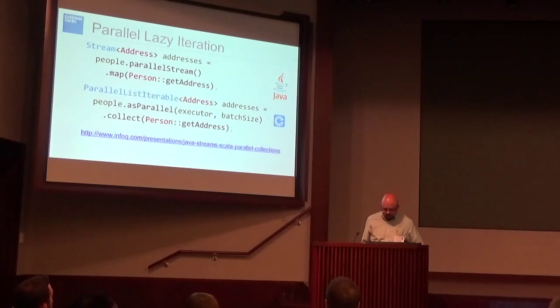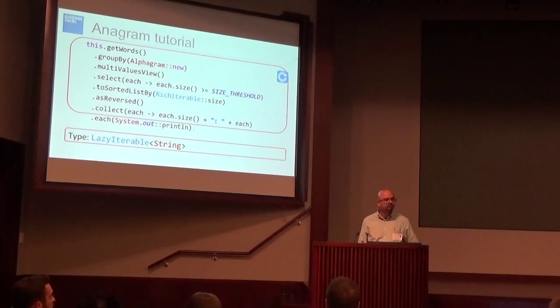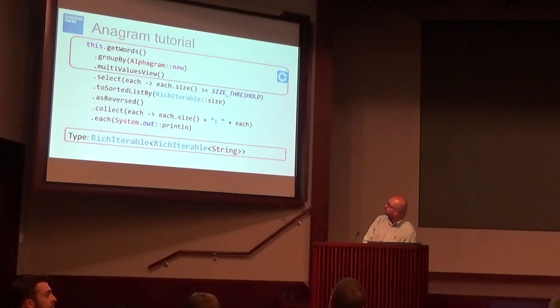Any questions on how the GS collections operations work? What's the type on the multi-value queue call? It's a rich iterable of rich iterables. Oh, right, okay, there it is.